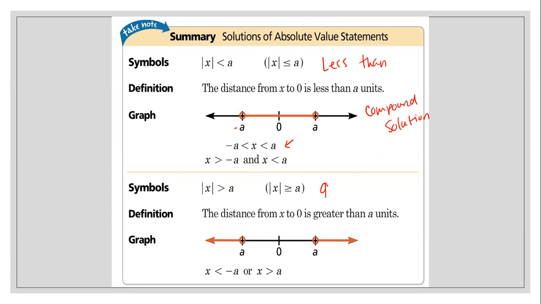Our greater than situations, and this also, I'm sorry, applies to less than or equal to and greater than or equal to. So it could be, as you can see in the parentheses, same thing. It's the distance from x to 0 is greater than that value. And so if it's greater than that value, you end up with a disjoint solution, a split solution. So we're going to analyze both types of situations and go from there.